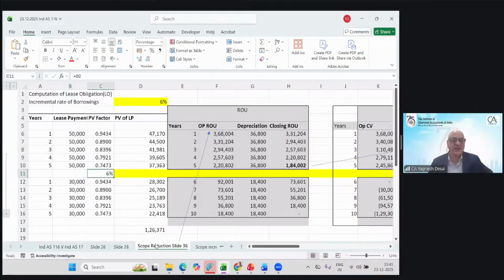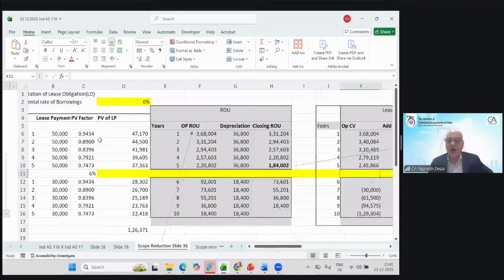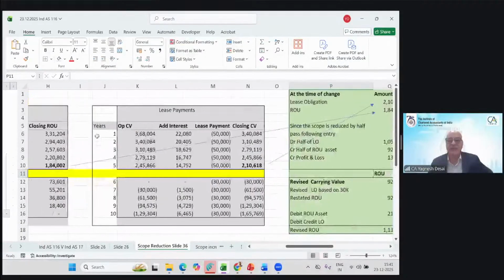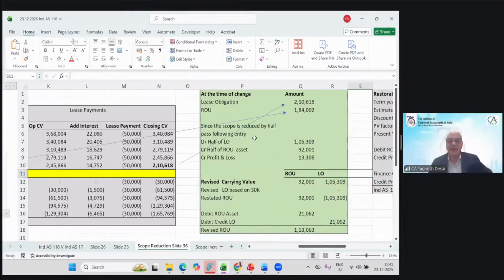Incidentally, they have not changed the rates, but you can always change the rate if there is a reduction in the term. So the rate is the same. There is no reduction in the term, only a change in the scope. If 10 had become 6, leaving 4, or 10 had become 15, you would have changed the discounting rate. So at the end of year 5, my ROU is 1,84,000 and the lease obligation is 2,10,000. So I pass 50%. I have to recognize 50% of 2,10,000, which is 1,05,000, and 50% of 1,84,000, which is 92,000. I de-recognize both by 50%. This produces a profit in my profit and loss account of 13,000.